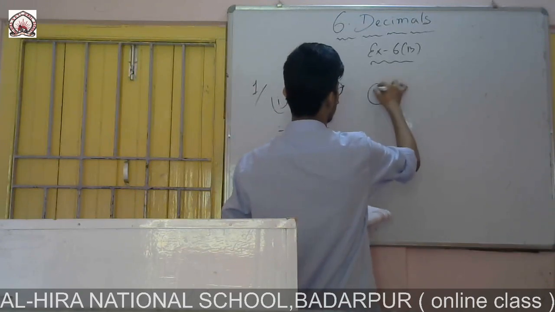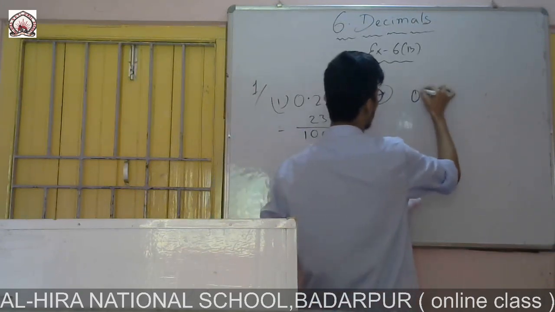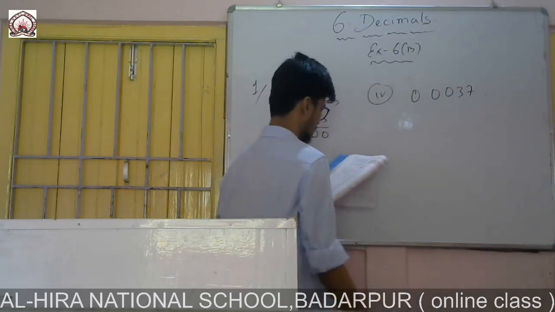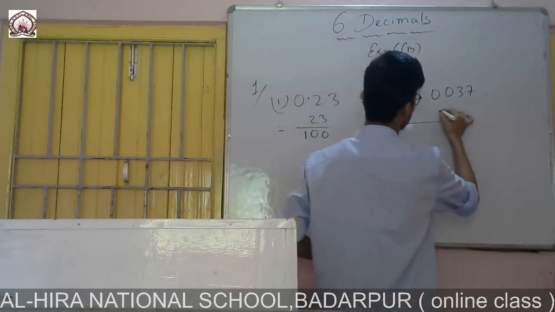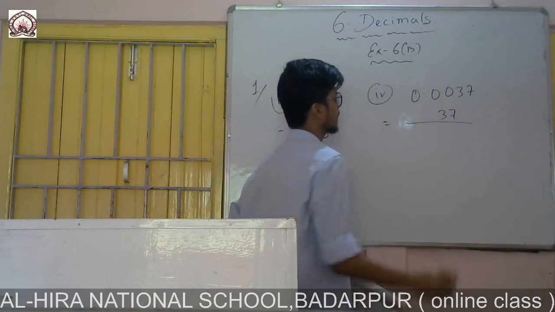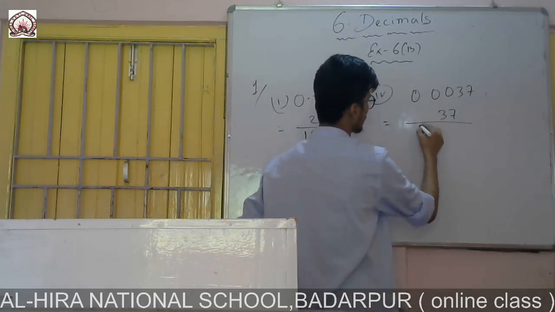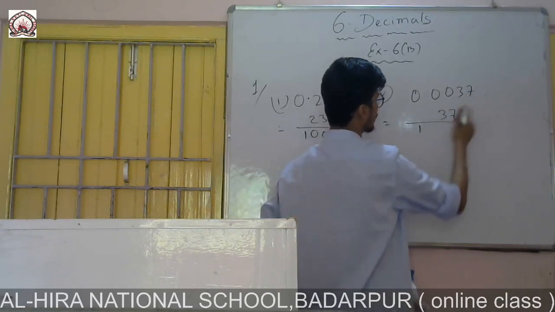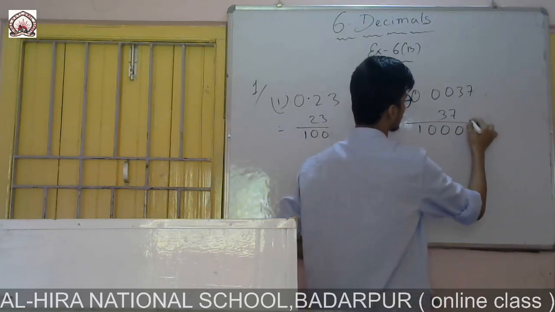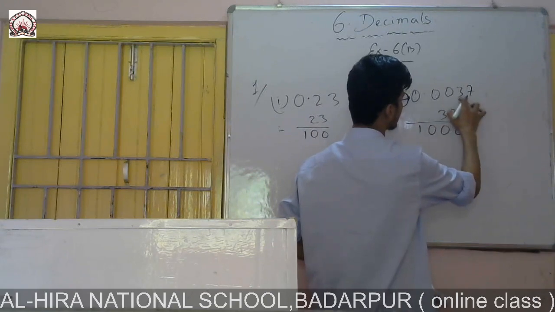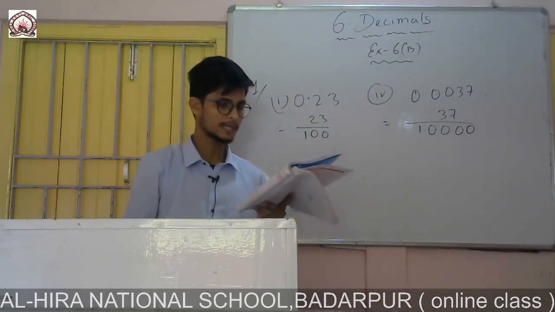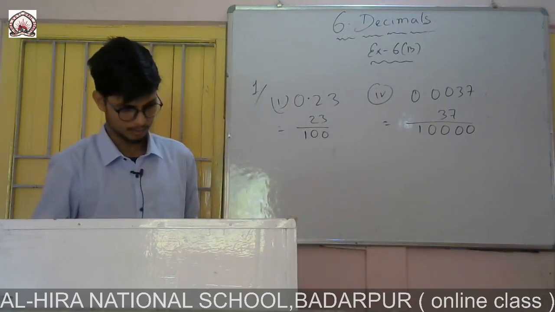Okay, all are same. Let me do Roman number 4, 0.0037. So I can write it as 37 in the numerator. In place of point I will put 1 in the denominator, and how many digits do you count? 1, 2, 3, 4. Sorry, 4 zeros. That means 37 by 10,000. 37 10,000ths it will be.